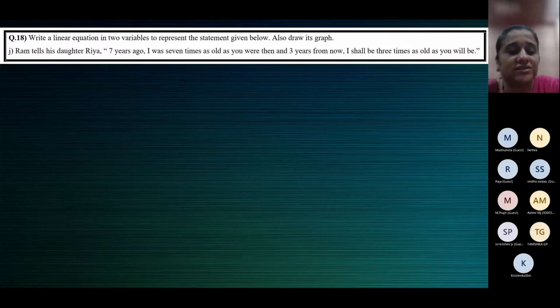Ram tells his daughter Riya, 7 years ago, I was 7 times as old as you were then, and 3 years from now, I shall be 3 times as old as you will be. So we need to represent this information as a linear equation in 2 variables, x and y.